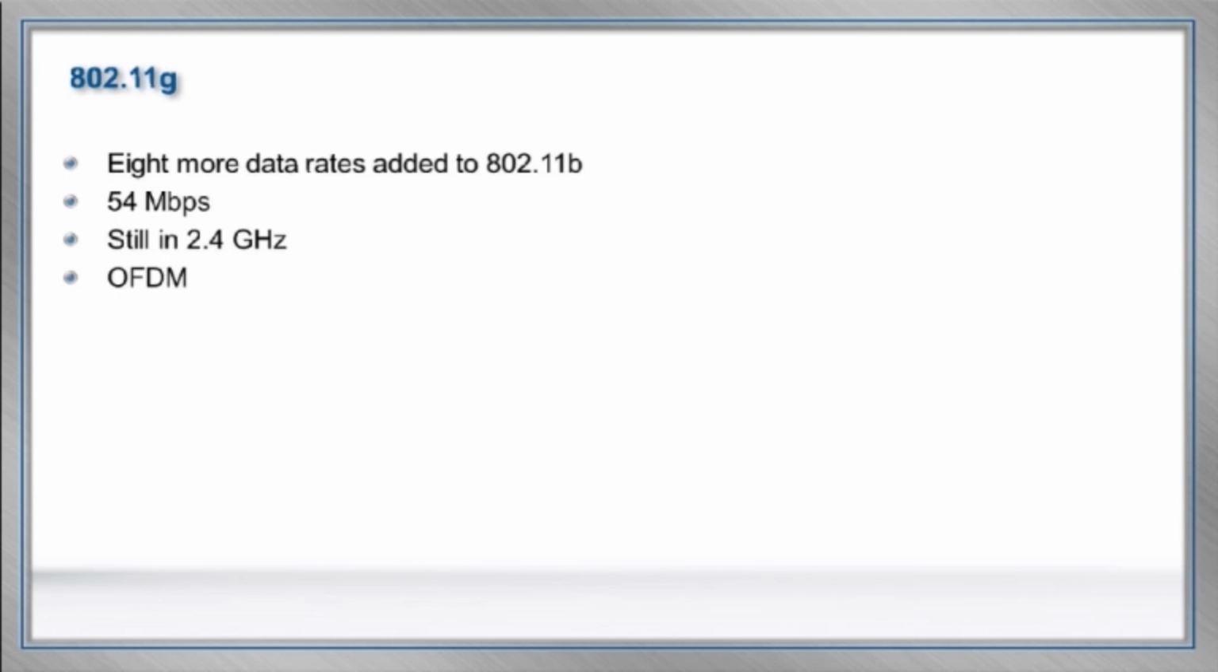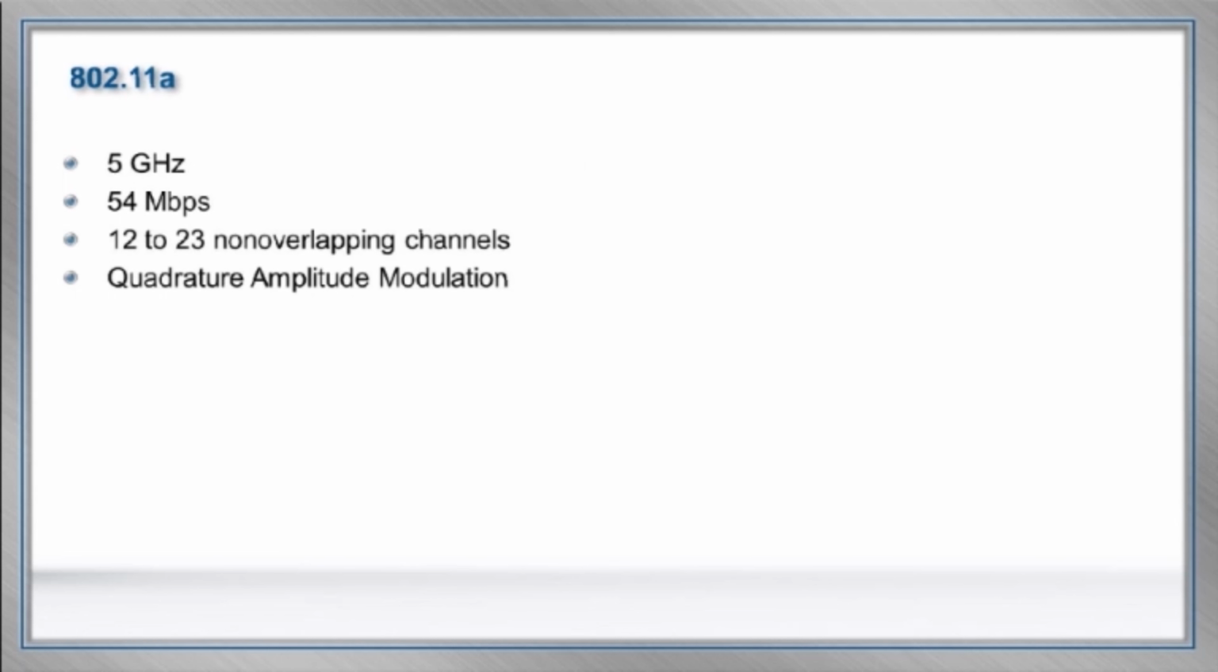802.11g added 8 more data rates to 802.11b, allowing us to go up to 54 megabits per second. Finally, 802.11a, which really never caught on big here in the United States, allowed 54 megabits per second using the 5 gigahertz channels and 12 to 23 non-overlapping channels.